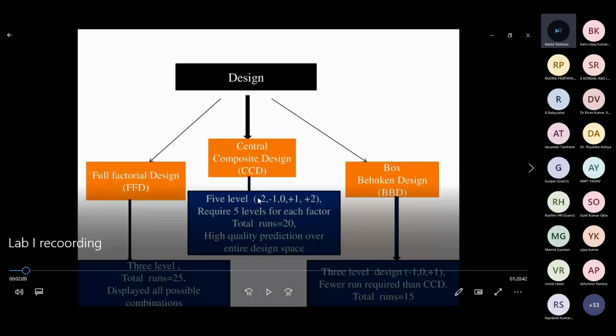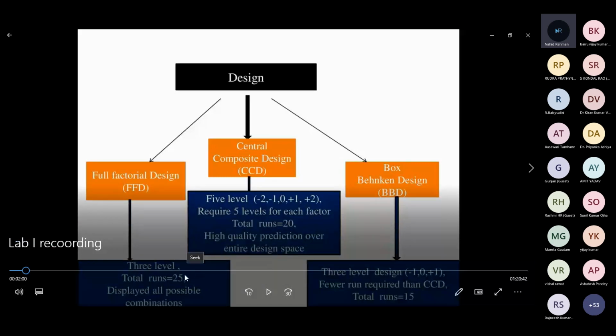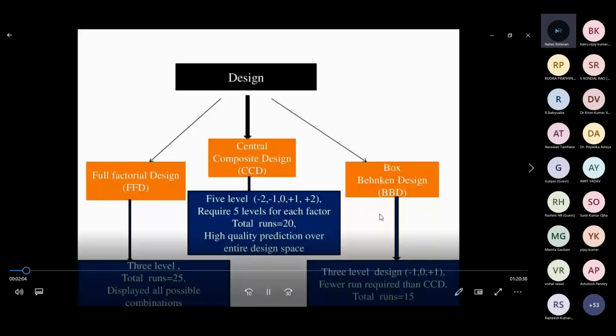So CCD requires 5 levels. It requires more for quality prediction of the design space, and here you have to run a maximum of 20 experiments. Besides that, RSM gives the opportunity to run a full factorial design, and in this full factorial design, the software gives you the levels by its calculation, with three levels for each factor, and it gives you 25 runs. So this is how one can design. I will show you how to do it, don't worry.